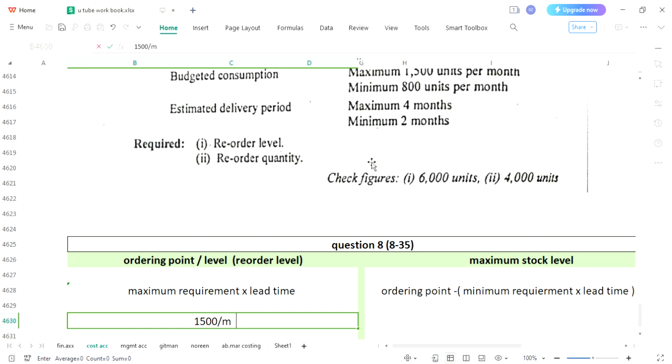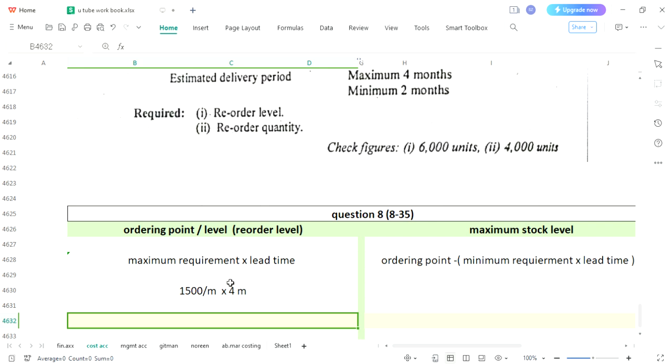I have told you in previous solutions of the question, if maximum requirement is written beside lead time, you will choose maximum time. If minimum requirement is written beside lead time, you will be choosing minimum time. If average requirement is written, you will choose average time. Right now we are dealing with maximum requirement. Obviously we will use maximum time as well, and we need to multiply it with 4. And what is written beside 4? Months.